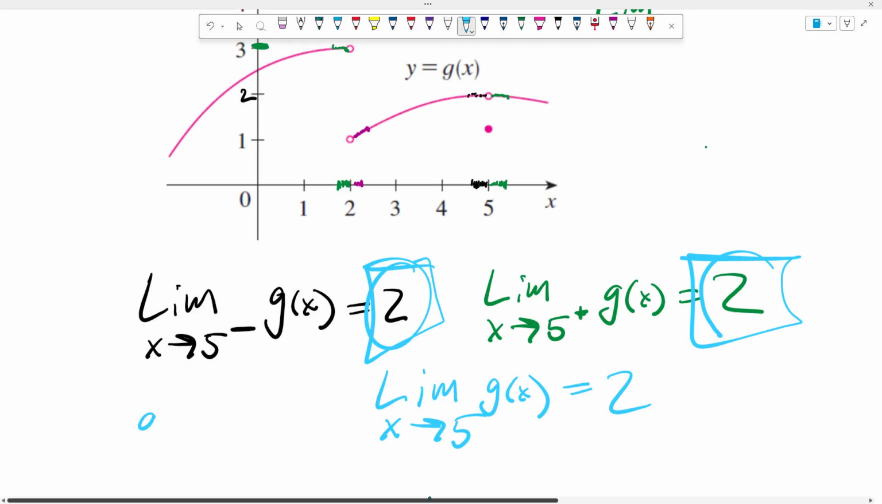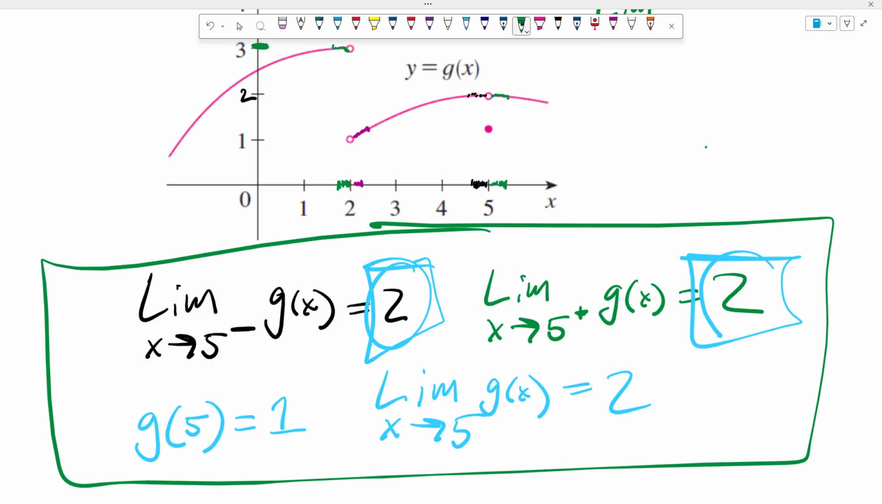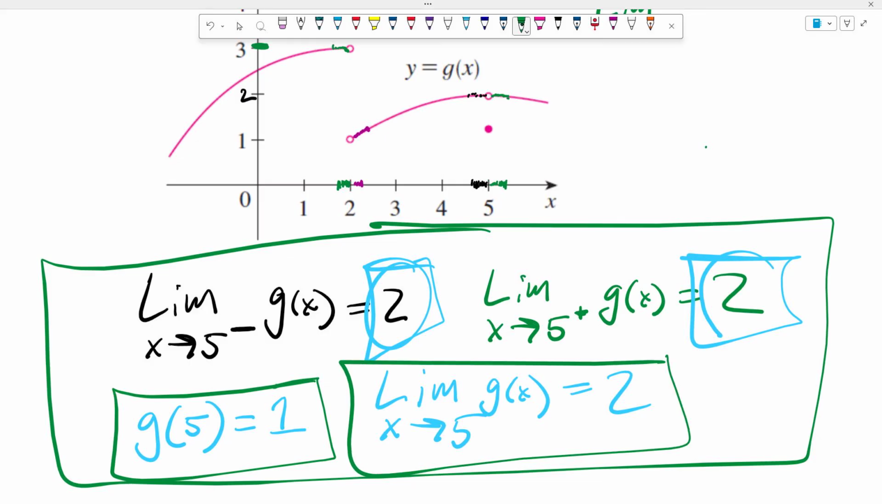Okay. And what is g of 5? 1. Okay. Is our function discontinuous at 5? Yeah. Definitely. And how can we tell? Well, obviously we look at it. But if all I gave you was this information, the way we tell if it's continuous is, does this equal the limit? If the function value equals the limit, it is continuous. If the function value does not equal the limit, it is discontinuous.